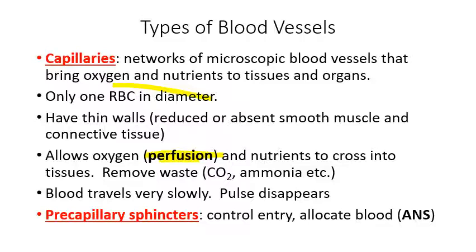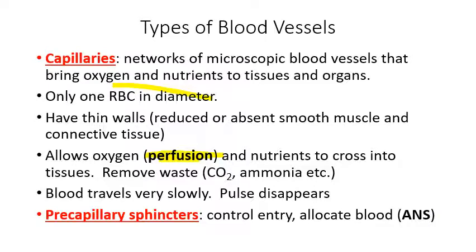So blood travels very quickly through arteries, relatively quickly through veins, and very slowly through capillaries. If I ask you in which type of blood vessel the blood travels the slowest, you would say the capillaries, and where does it travel the fastest? That would be the arteries, of course.